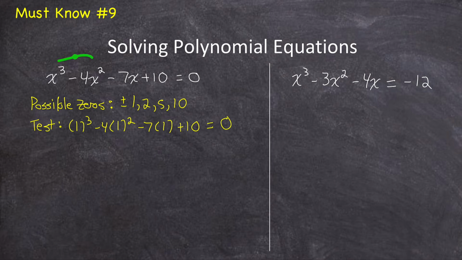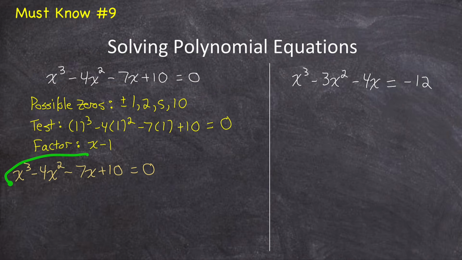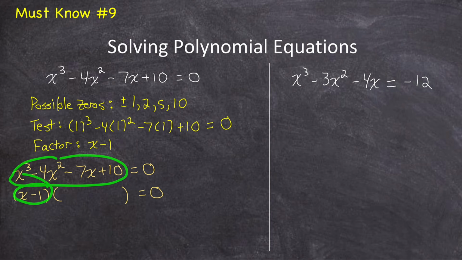Since 1 makes this polynomial be 0, I know that one of its factors would have to be x minus 1. And that's because this factor would be 0 if x was 1. So I can start the factoring process by rewriting this equation, and then I can split that polynomial into 2 factors. The first factor is x minus 1, and then the second factor would be whatever the quotient is when I divide that polynomial by x minus 1.